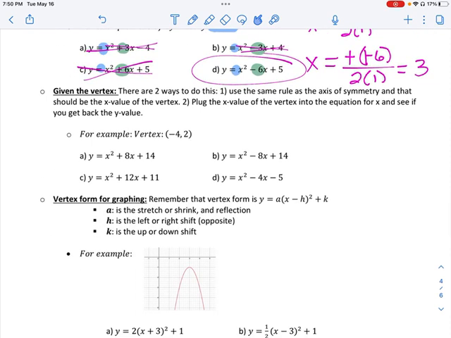On the next one, they're going to give you a vertex. Now, there's actually 2 ways to do this process. Number one, you could do it exactly how we did the axis of symmetry, and that is going to give you the x value of the vertex. The second way is you could plug the vertex in, the negative 4 in for the x, the 2 in for the y, and see, does it make the equation true? If it does, then that's the equation for that. So I'm going to start off with my axis of symmetry.